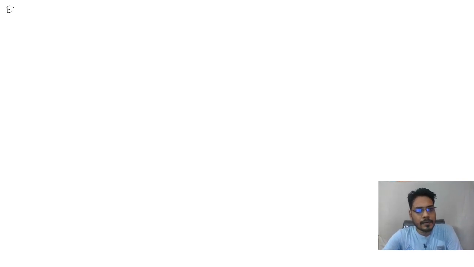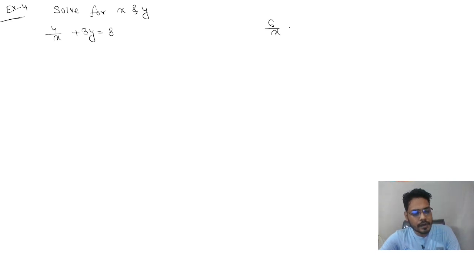Next, in example number 4, if this kind of example is there, so if it is given, solve for x and y, if 4 by x plus 3y is equal to 8 and 6 by x minus 4y is equal to minus 5. Okay. So first here you have to assume this. What we have to assume is that you can write this as 4 into 1 by x and this as 6 into 1 by x. So first you have to assume that 1 by x is equal to u.